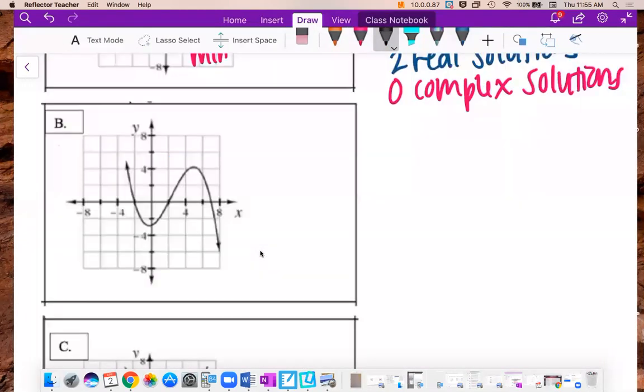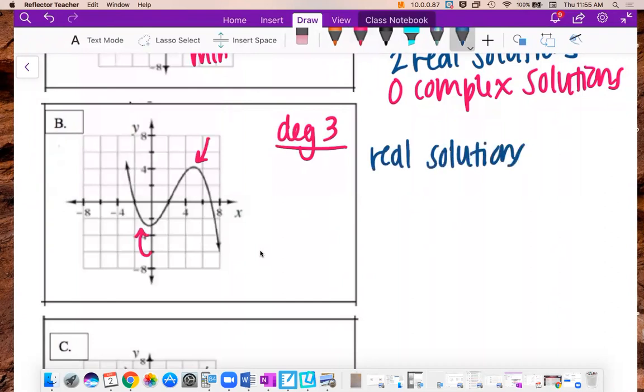Okay, so let's do B. So let's see, I have a minimum here and a maximum here. So if I add 1 to that, this is going to be a degree 3. So that means I should have 3 solutions. So first thing we look for are the real solutions, which is just where they are crossing the x-axis. So I can see there's 1, 2, 3 places where it's crossing the x-axis. That means we have 3 real solutions. And then they match. So this is a degree 3. I found all 3 of my real solutions. So that means that I have 0 complex.